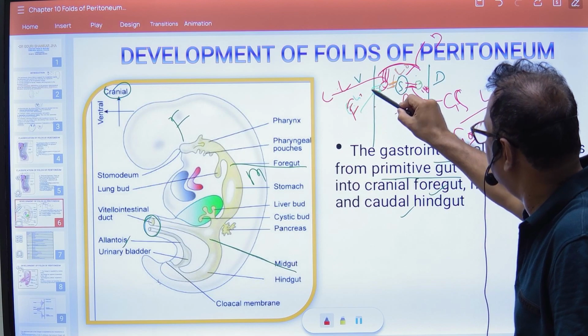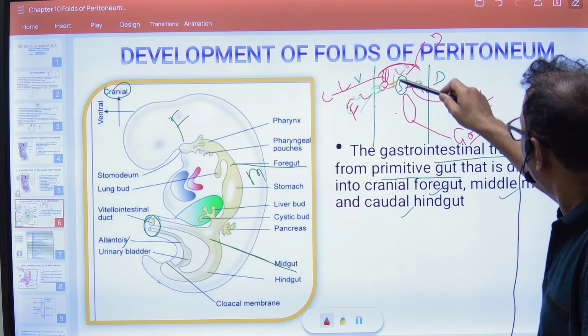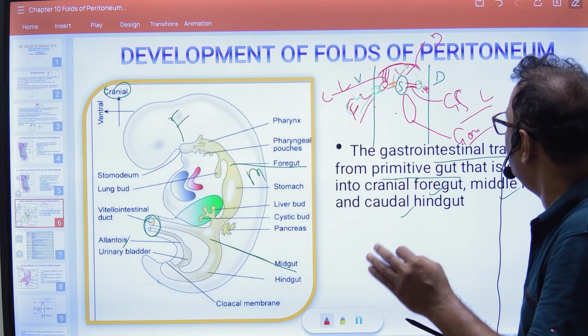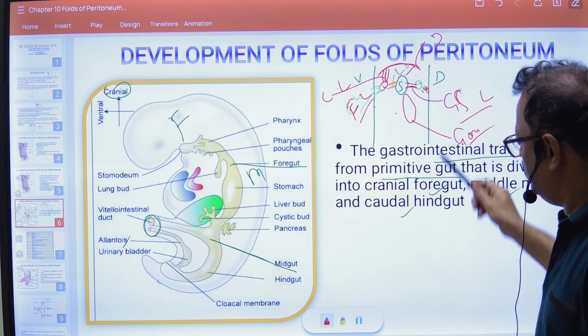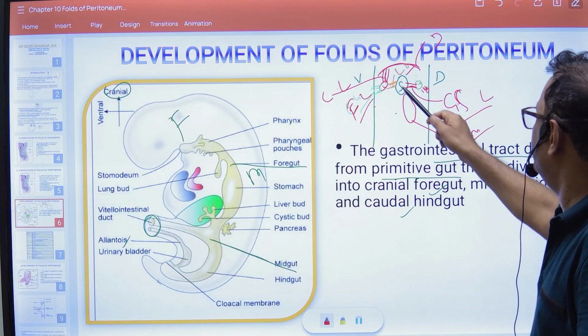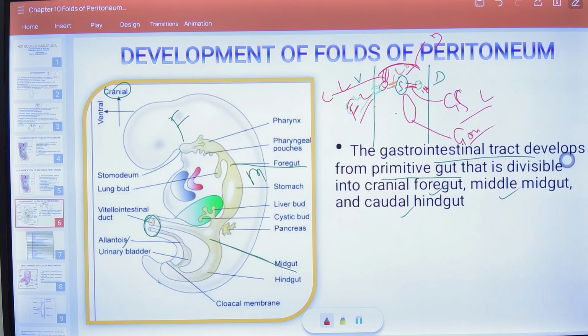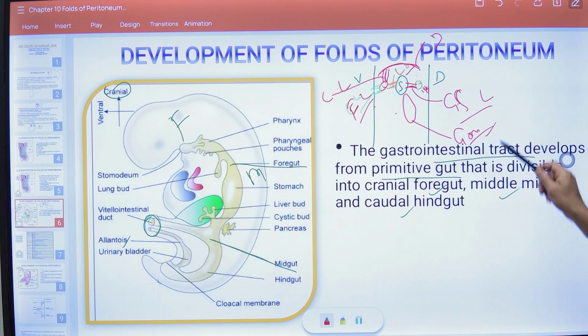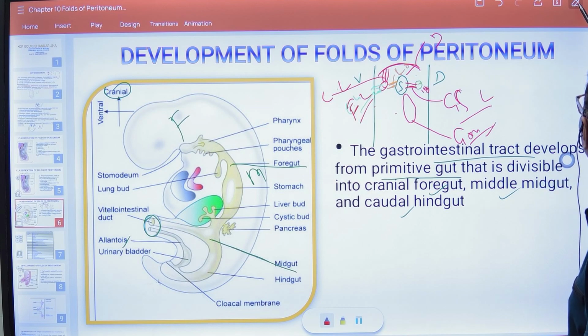Falciform ligament. And the liver is connected to the diaphragm by means of the coronary ligament. In the distal part of the dorsal mesogastrium, we have the development of the greater omentum.